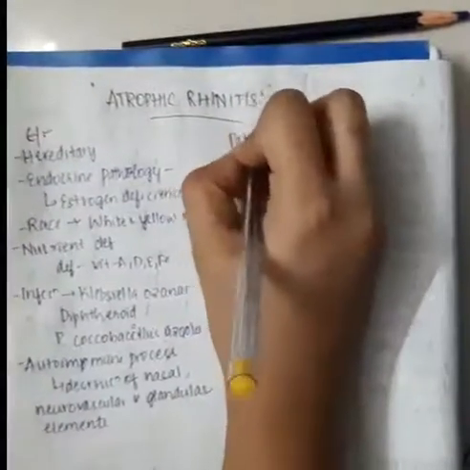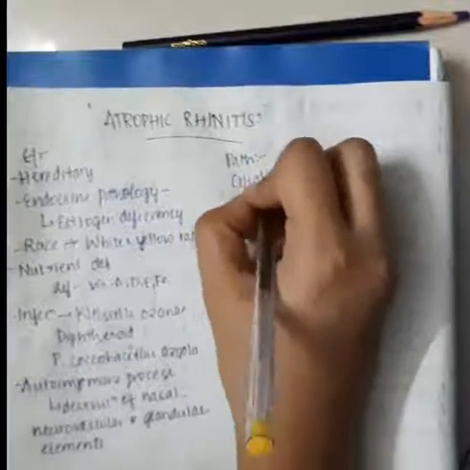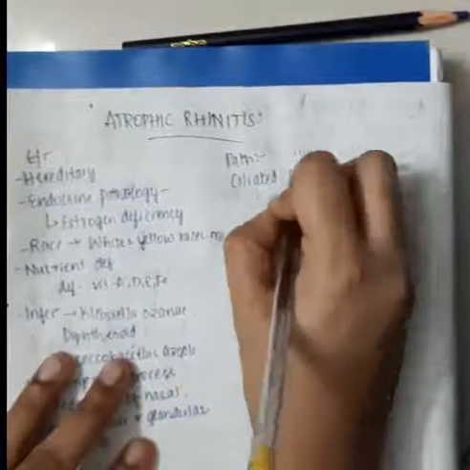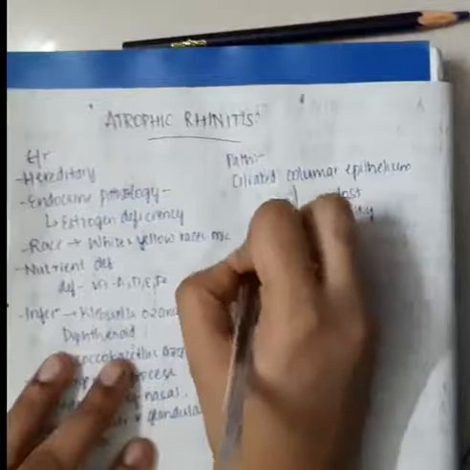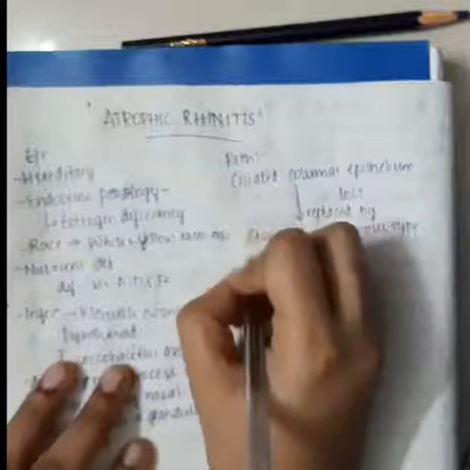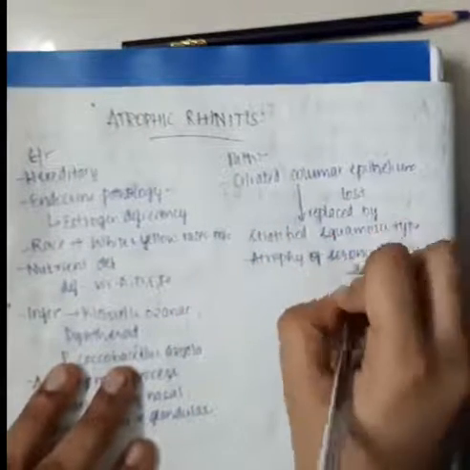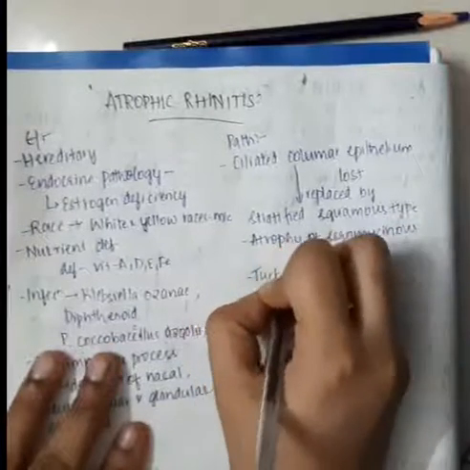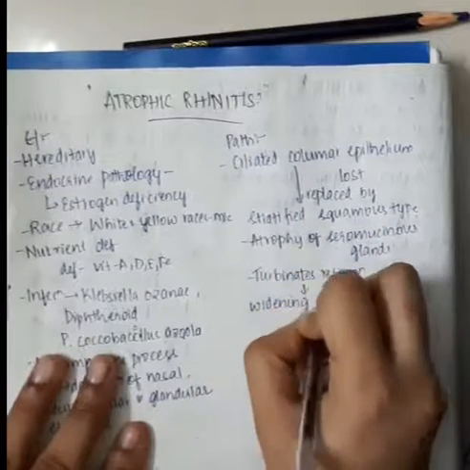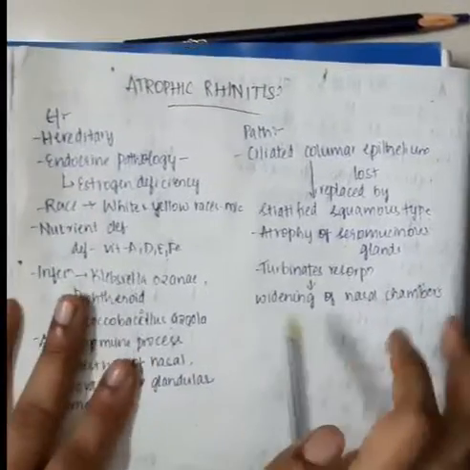Now coming to the pathology. Due to these etiological features, the ciliated columnar epithelium is lost, and this ciliated columnar epithelium is replaced by stratified squamous epithelium, and along with that there is atrophy of seromucinous glands, and turbinate resorption also occurs along with widening of the nasal chambers. Because of turbinate resorption, the nasal chambers get widened.